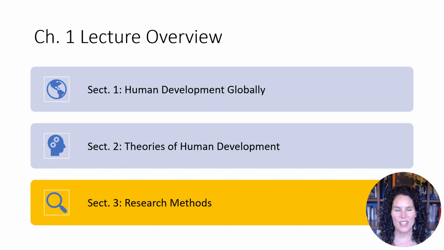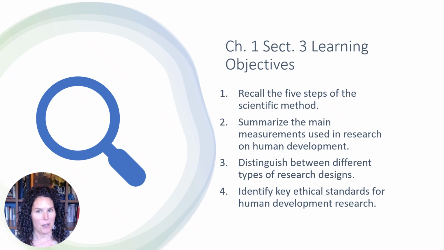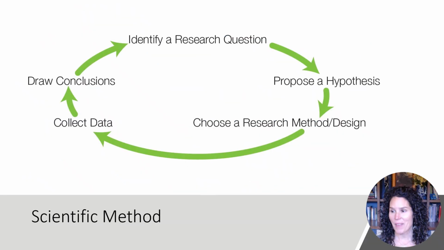Okay, hi, let's finish up chapter 1 with our third and final section on research methods. In this, we're going to be talking about the research methods that are used to study human development and family studies. So in this lecture, we'll talk through the scientific method, common measurements used in the field, different research designs, and ethics. All right, I bet you've learned about the scientific method somewhere along the way, and this also applies to the field of human development and family studies.